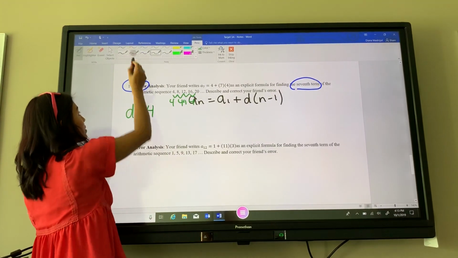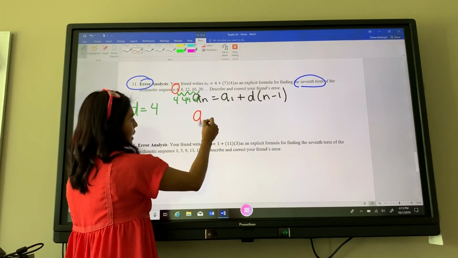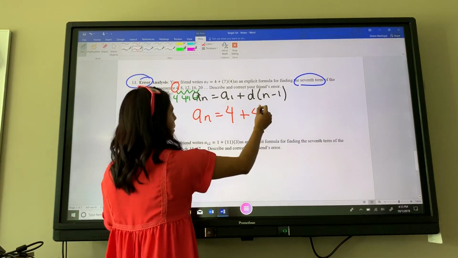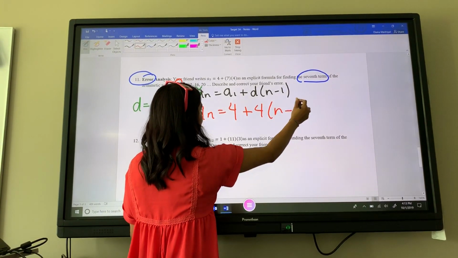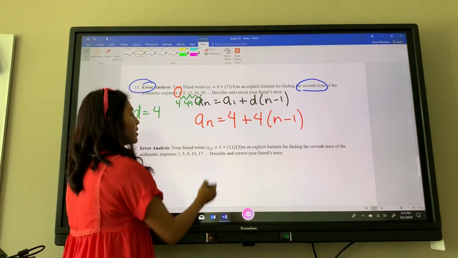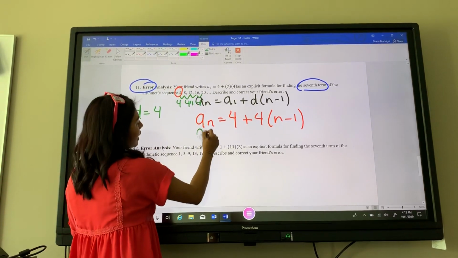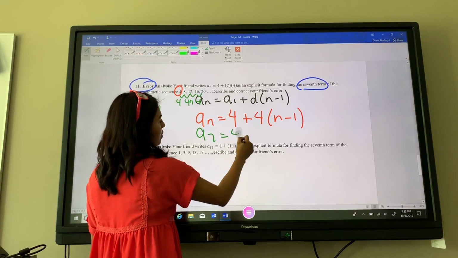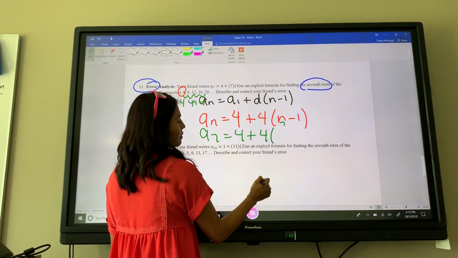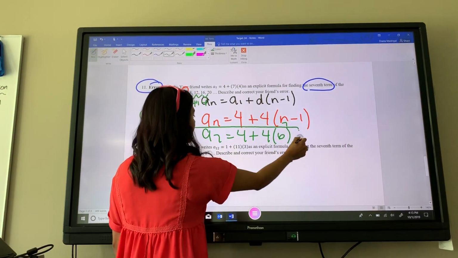What is the initial number I start out with? 4. So my formula is AN equals 4 plus 4 times n minus 1. They told you the 7th term, so that means that n is 7. So now I have A7 equals 4 plus 4 times 7 minus 1, because I'm going to plug in 7 for n, which gives me 6. So this is my final answer.